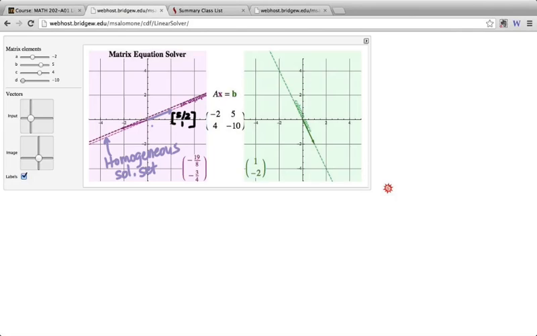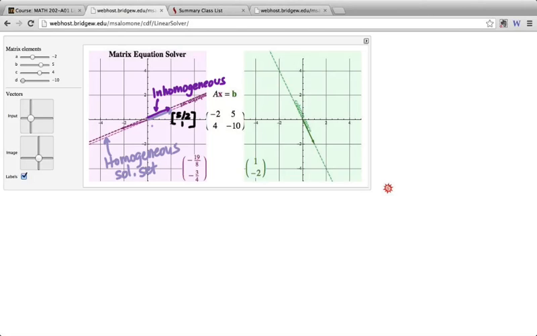What do those two lines have in common? They have the same direction. What kind of lines are they? They're parallel. They have the same direction vector. So the inhomogeneous solution set looks just like the homogeneous solution set. The only difference is that it's moved a little bit.